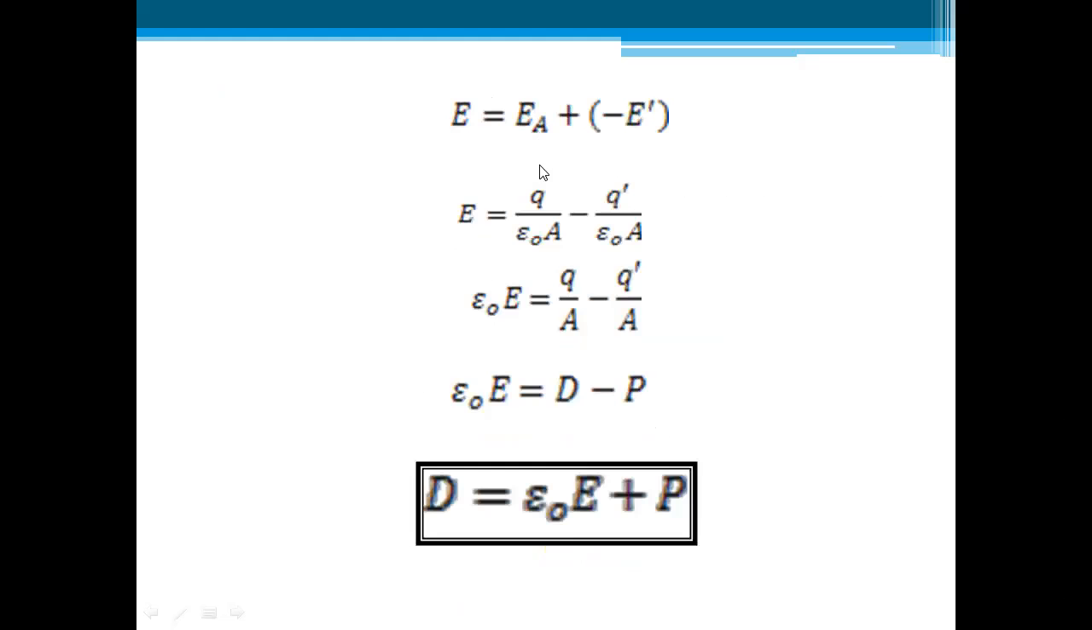So E_A is nothing but the applied field, that is Q by epsilon naught A, minus E bar, which is the induced field, that is induced charge Q prime by epsilon naught A. Now if you take epsilon naught as common and take it to the other side, you will get epsilon naught E is equal to Q by A minus Q prime by A. Charge per unit area is nothing but displacement vector. Induced charge per unit area is nothing but polarization vector. So substituting them and rearranging, you will get D is equal to P plus epsilon naught E. This is the relation between displacement vector, polarization vector, and electric field intensity.